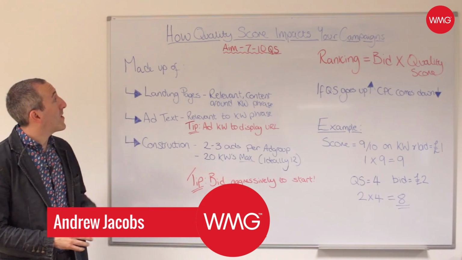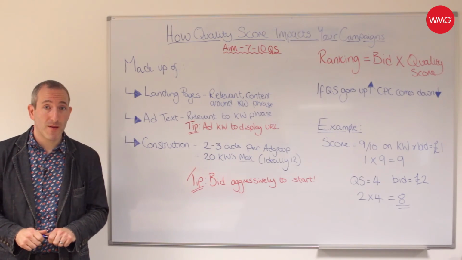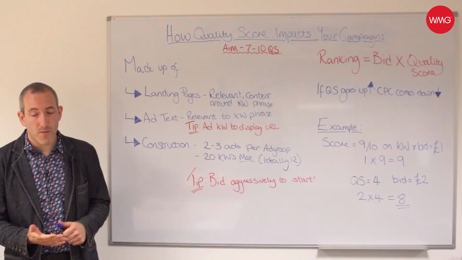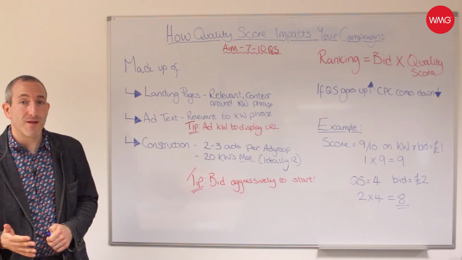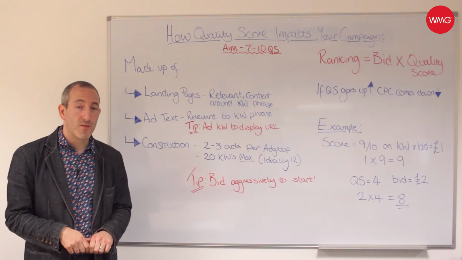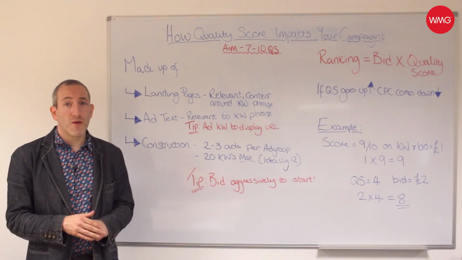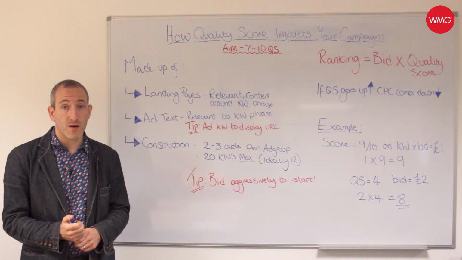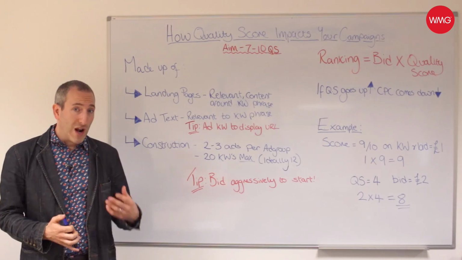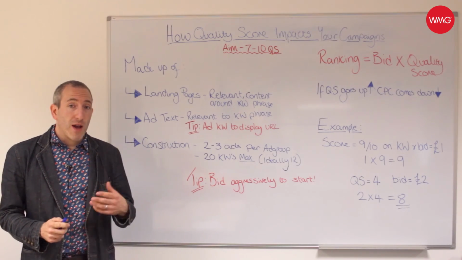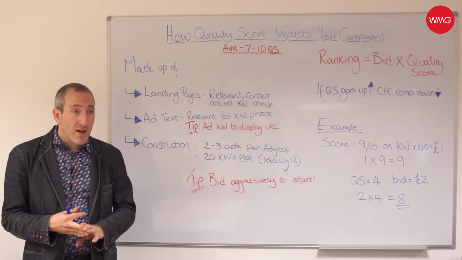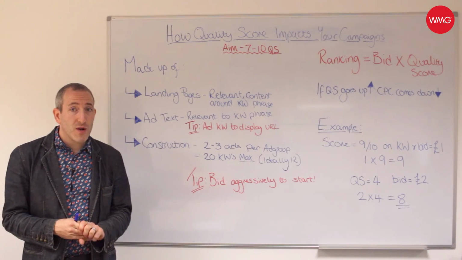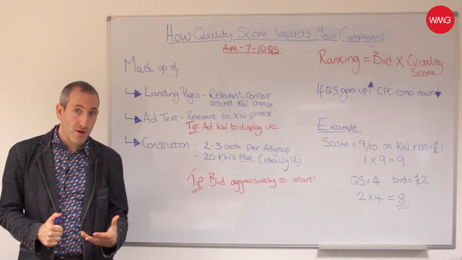Today, we're going to be talking about how quality score impacts your campaigns. So what is quality score? Well, it's a score from 1 to 10 that's applied to each keyword in your account. And why is this? Well, Google wants to make sure that the end user has the best experience possible when typing in a search query. And so relevancy is the key. If you can make sure that your keywords are relevant and your ad text are relevant and your campaign's relevant, Google will reward you with a higher quality score.